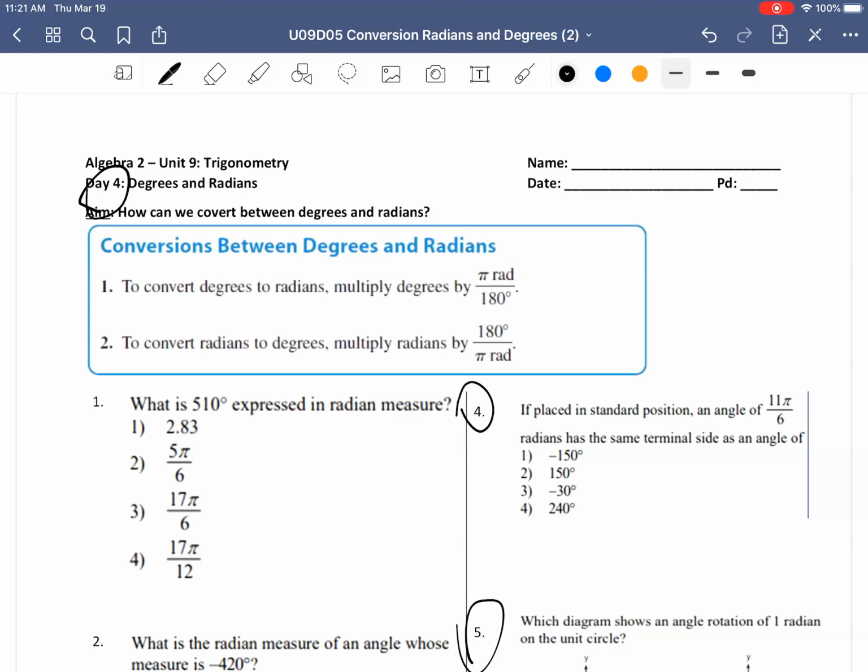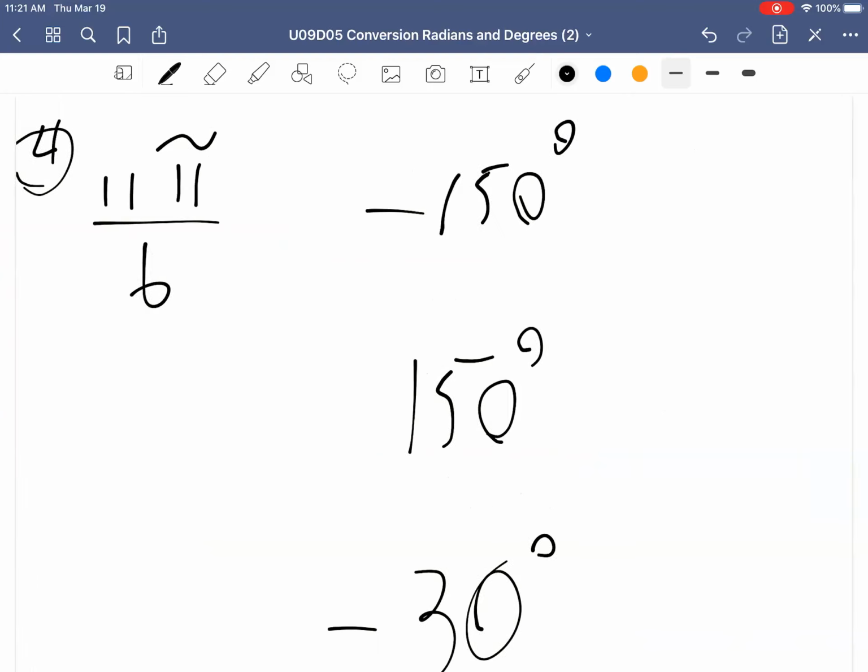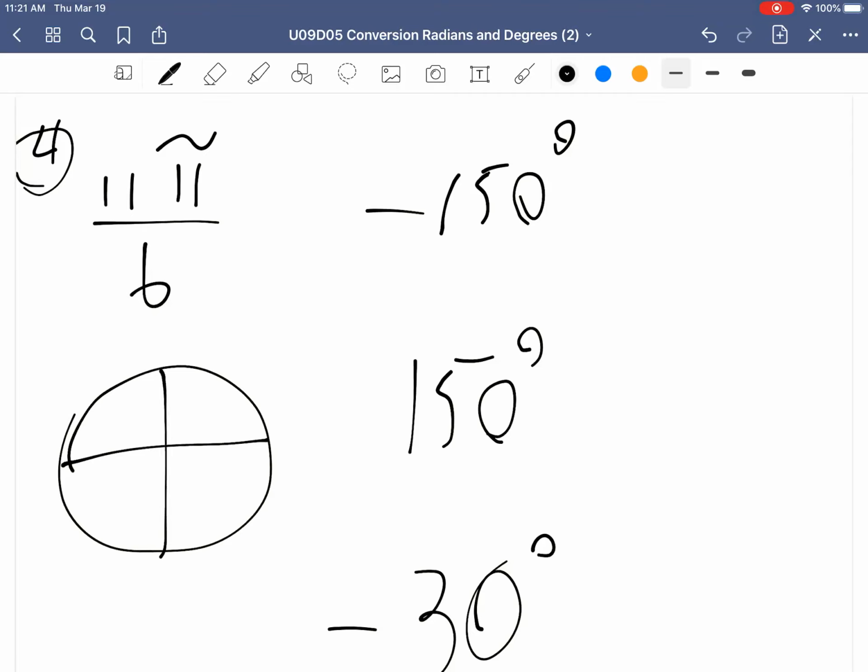All right, so problem 4 says, if placed in standard position, the angle of 11 pi over 6 has the same terminal side as an angle of which of these degrees? So let's take a look at what 11 pi over 6 is. Well, on the circle, if we know that half of a circle is pi, right? Radians. And it says 11/6 pi, so that means we're cutting the top half of the circle into sixths.